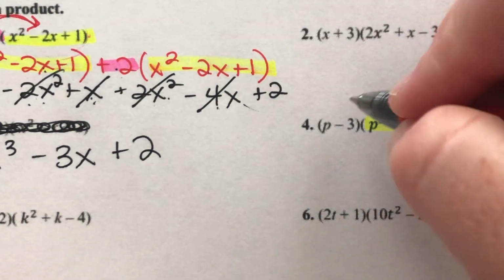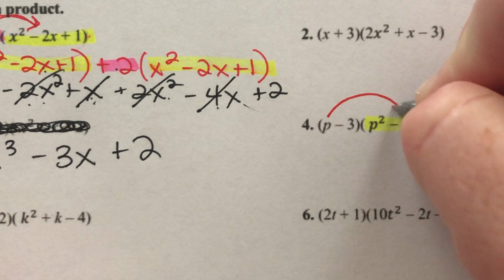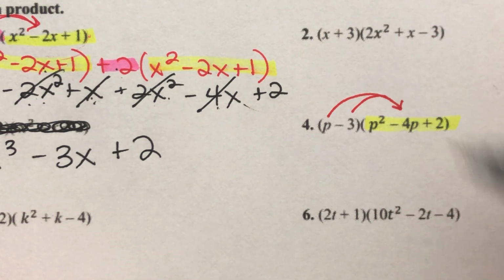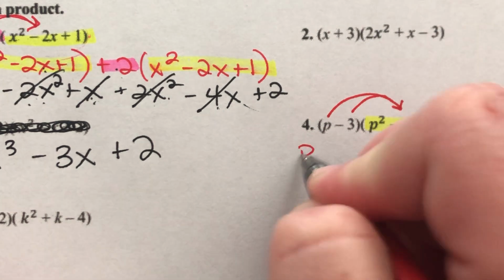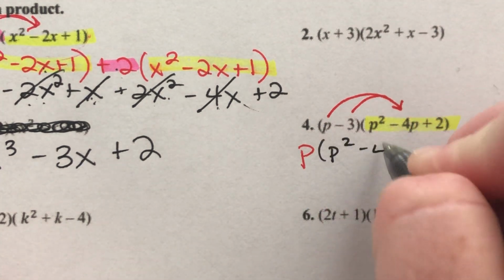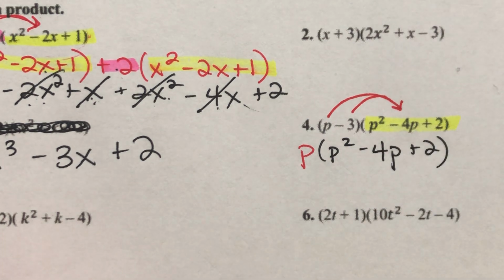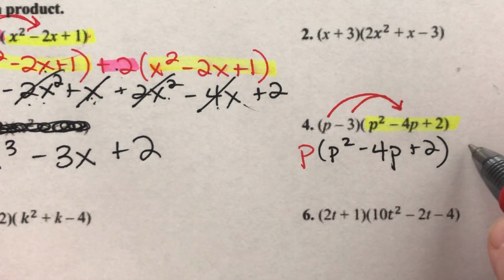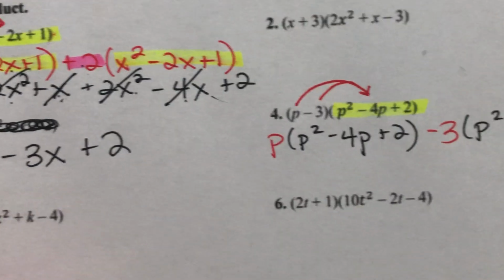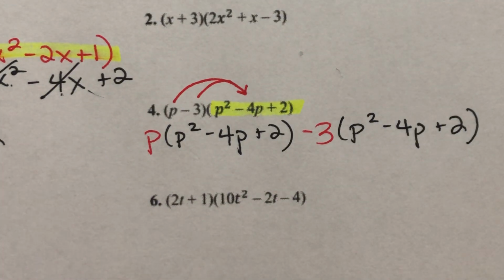Okay, number 4. I'm going to multiply p times this whole trinomial, and then I'm going to multiply negative 3 times this whole trinomial. So I've got p times p squared minus 4p plus 2, and then minus 3 times p squared minus 4p plus 2. I hope you're able to kind of follow along with me and see what I'm doing and understand it, okay?